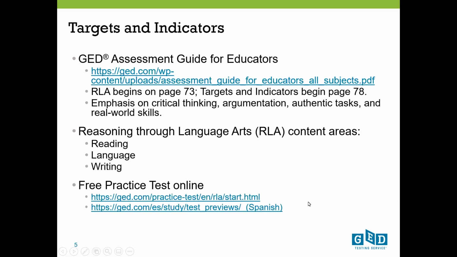On this slide, we have a link to the assessment guide for educators. I really want to emphasize, we say this in all sessions, but this is a very valuable guide. All GED instructors and staff should really spend time with this guide. The RLA portion begins on page 73, and a list of the targets and indicators and more information about that begins on page 78. The assessment really emphasizes critical thinking, argumentation, authentic tasks, and real-world skills. There is also a link here at the bottom for the free practice test online, which is quite helpful.